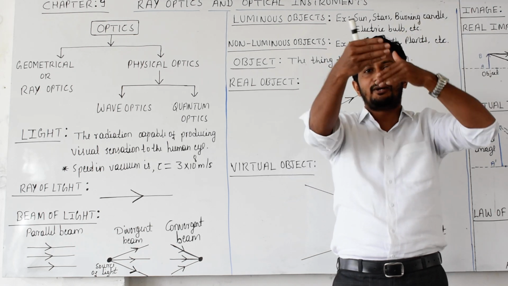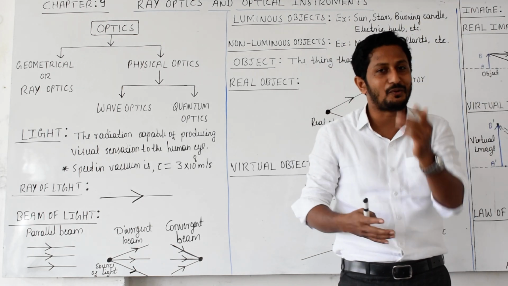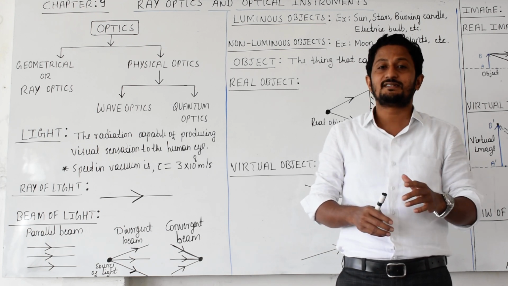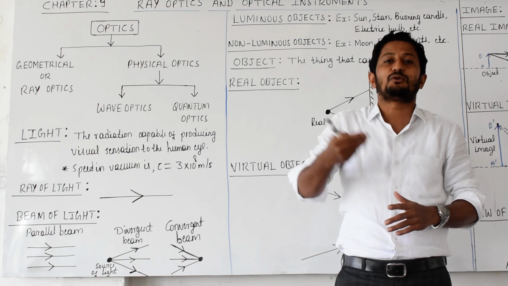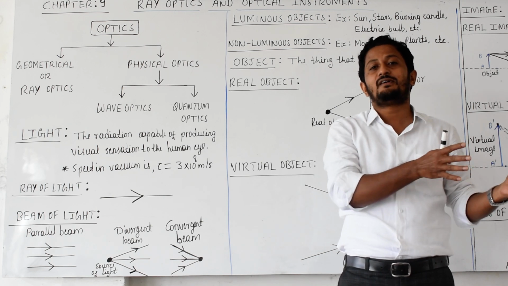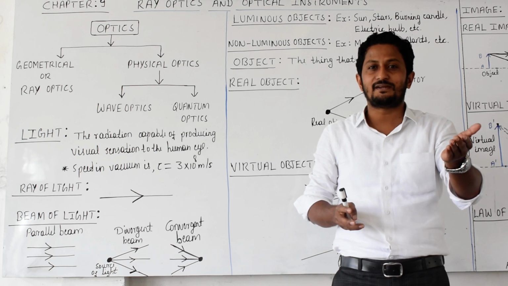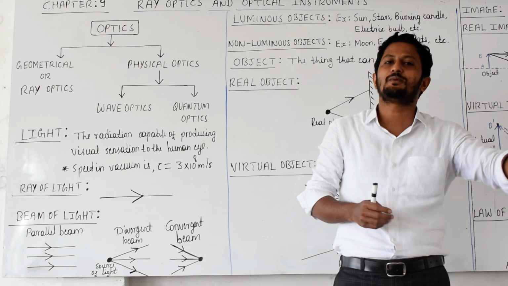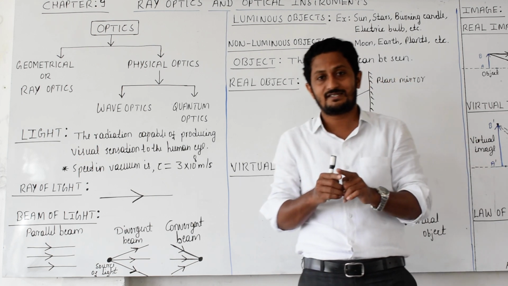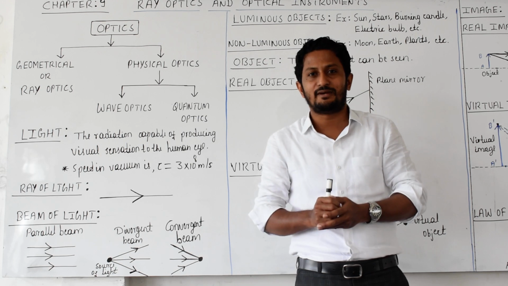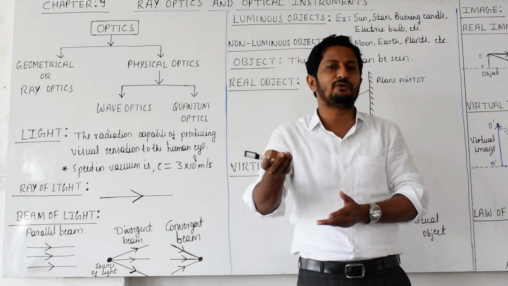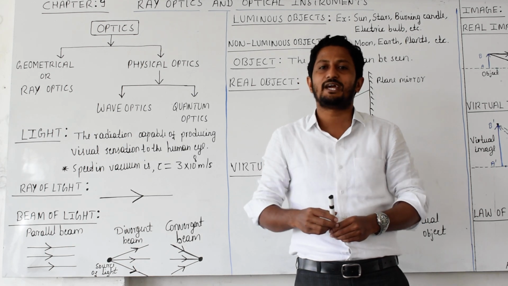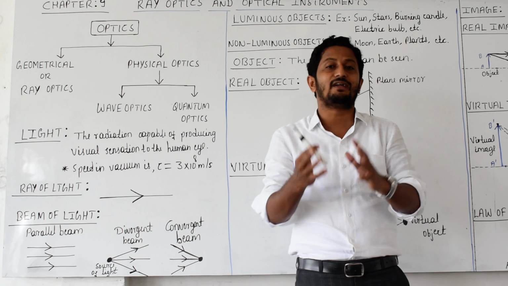Object, image, and in between object and image, that mirror, you call it an optical element. Optical elements means the substances which are able to produce the images of objects. That mirror can produce an image of the object, so it is an optical element. A lens is an optical element because that also can produce images of objects. A prism also can produce the images of an object.